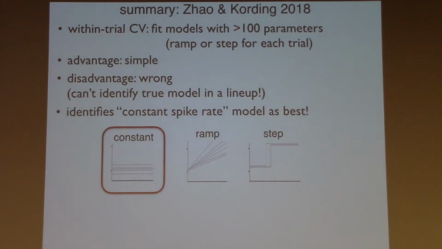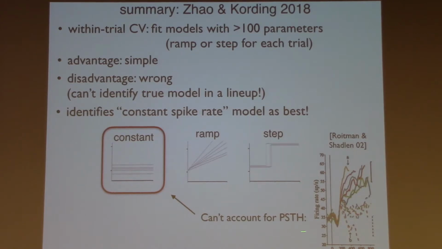The other perplexing result, of course, is that, as Conrad mentioned, this, I would say, ill-advised procedure selects the constant firing rate as the best model of these data. That should also give us pause. That can't account for the PSTH. This is the average PSTH from this data set. These are not neurons with no SNR. The average firing rate started around 35 and rose to around 60 hertz.